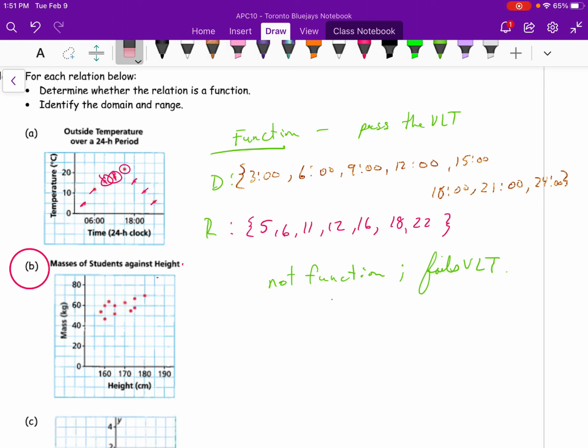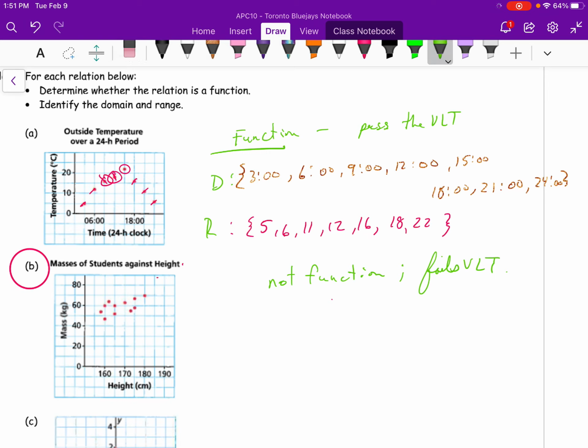And maybe I'm going to explain why in another way. Let's take, for instance, when I have an element of 160. When I'm given a height of 160, I don't know if it's this one or possibly this one. So for an input of 160, there are actually 2 outputs of different heights. So that's why it fails the vertical line test.